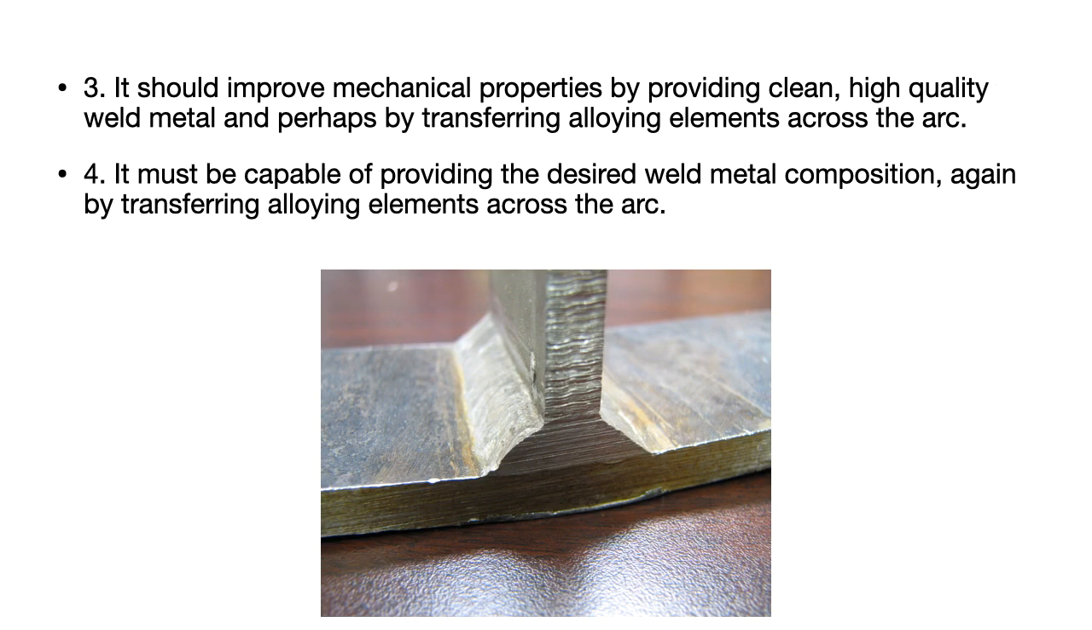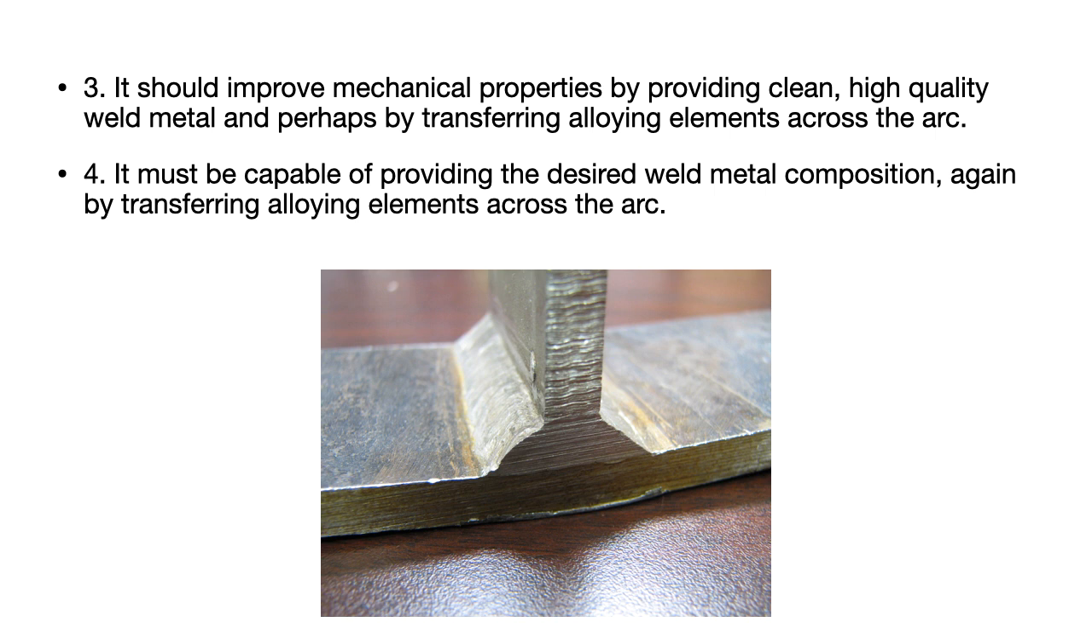The other functions of the flux which is added onto the electrode is that it shall improve the mechanical properties of the weld produced, and also the flux addition onto the electrode shall have an alloying effect. What is basically meant is that when we are welding a base metal, the base metal will be melted.